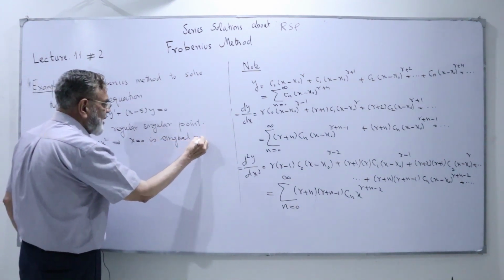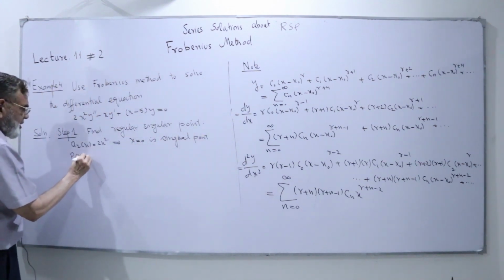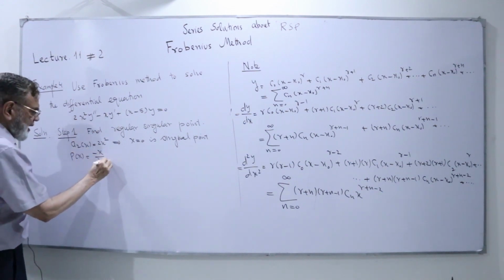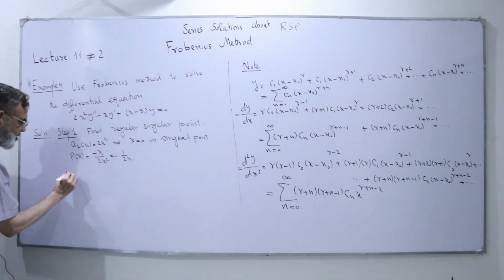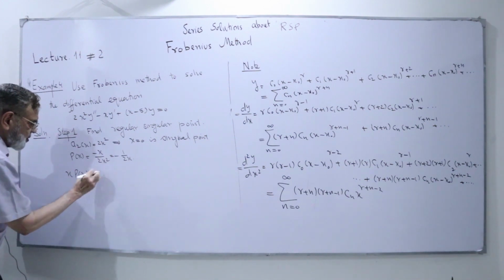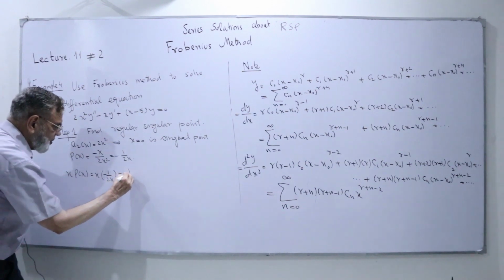Now we find p of x. p of x is equal to a1 of x over a2 of x, which here is minus x over 2x square, and that gives me minus 1 upon 2x. So I write here x minus x0, that's x p of x. X p of x is my x into 1 minus 1 over 2x. So we simplify this one, we get minus 1 upon 2.